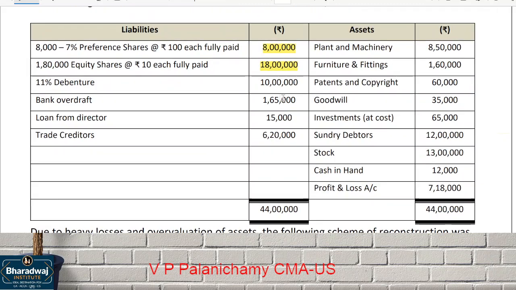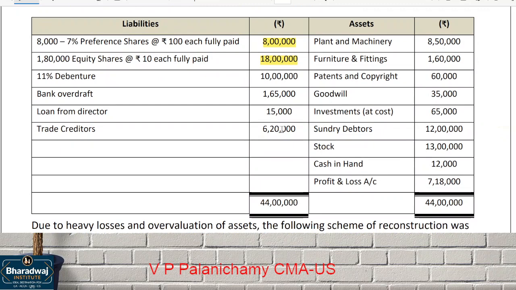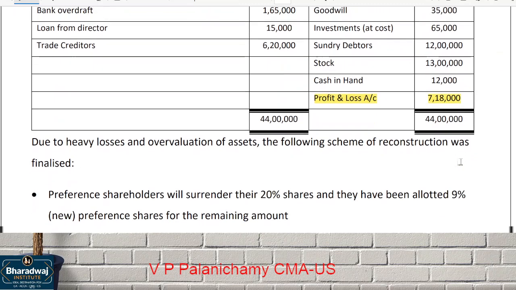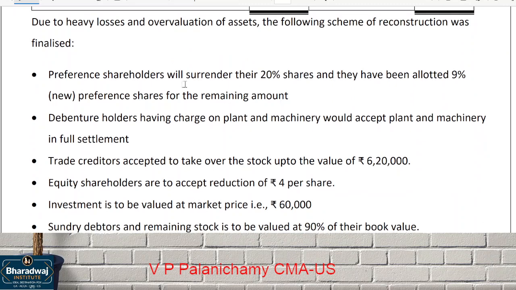We've got 11% debentures, bank OD, loan from directors, creditors are given. Plant and machinery, furniture, patent, goodwill, investment, debtors, stock, cash in hand, and which account? P&L account, you must write off. Due to heavy losses and overvaluation of assets, the following scheme is adopted.